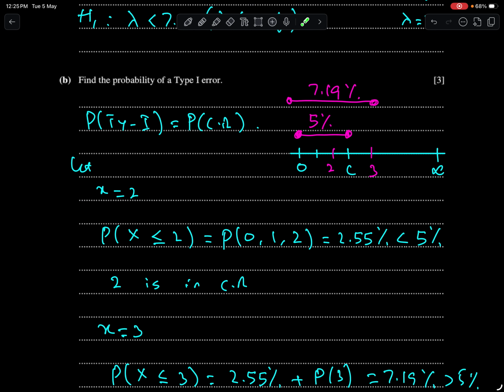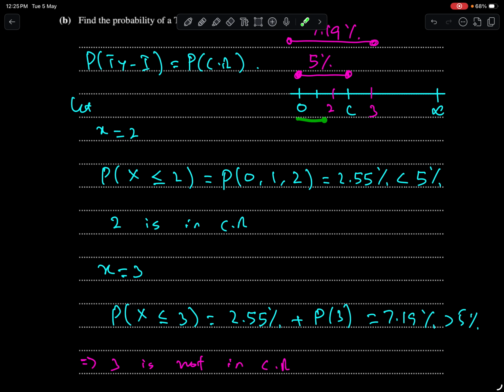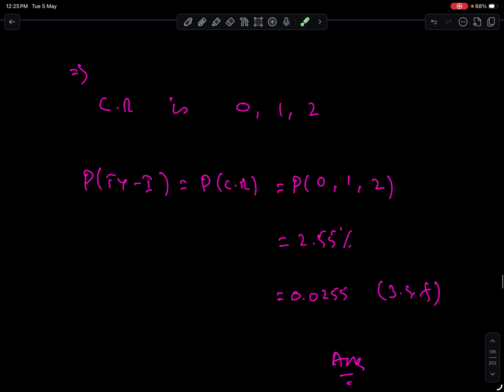X less than or equal to 2 is less than 5%. 2 is inside the critical region. Now try with 3. This is greater than 5%. 3 is not in the critical region, hence the critical region is 0, 1, 2. So the probability of type 1 is the probability of the critical region, which is 0, 1, 2, which is this. That's the final answer.